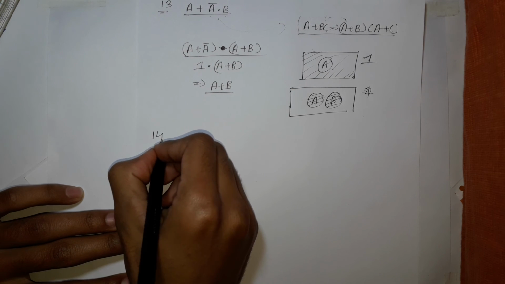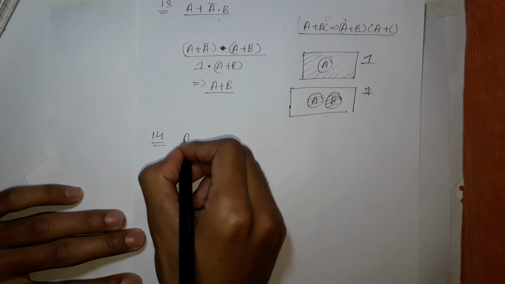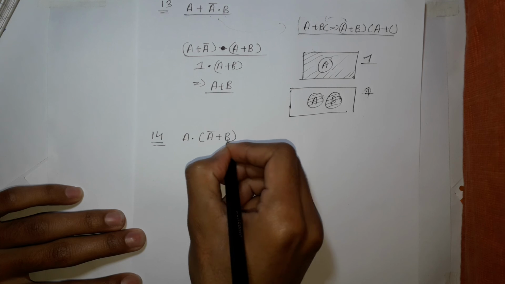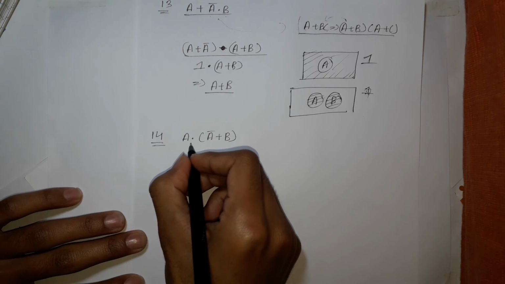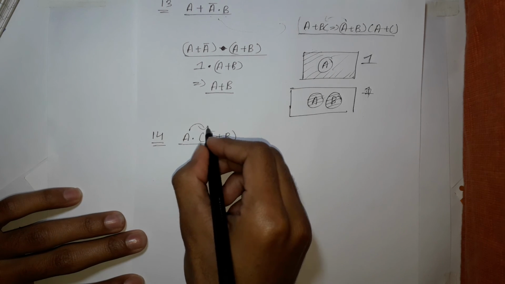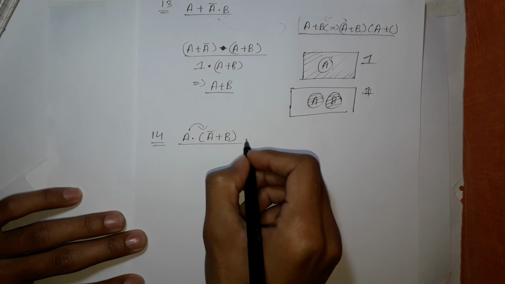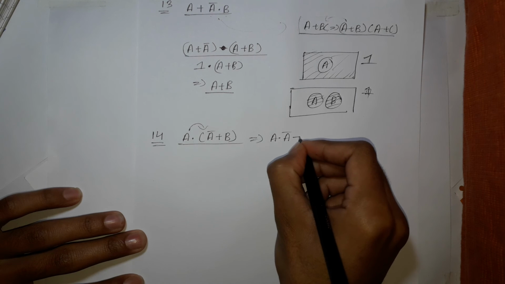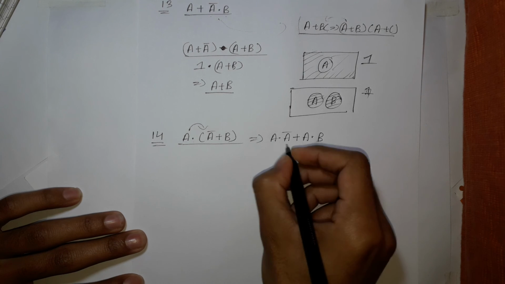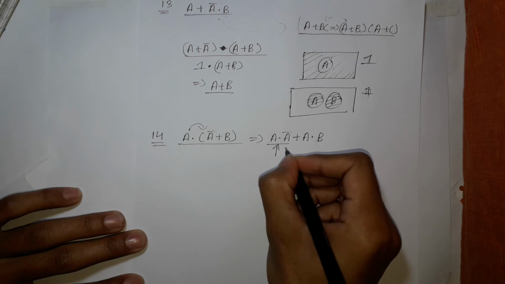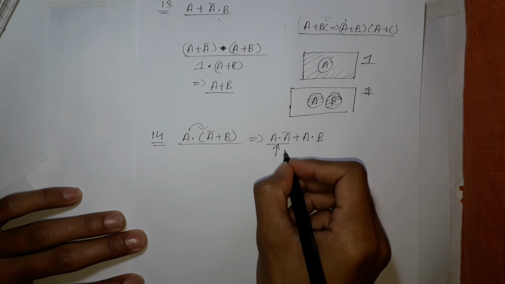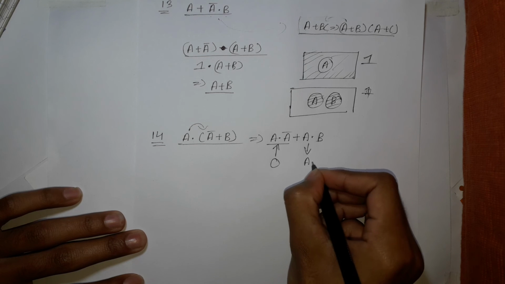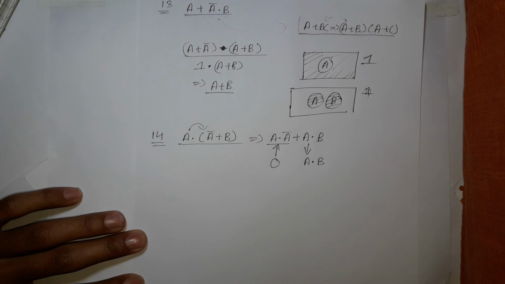Now question number 14, which is A dot A bar or B. Okay, now let's just distribute this over this bracket. It will be A dot A bar or A dot B. Now we know what is common between A and A bar. Nothing is common, so this will be 0 and the output will be A dot B.